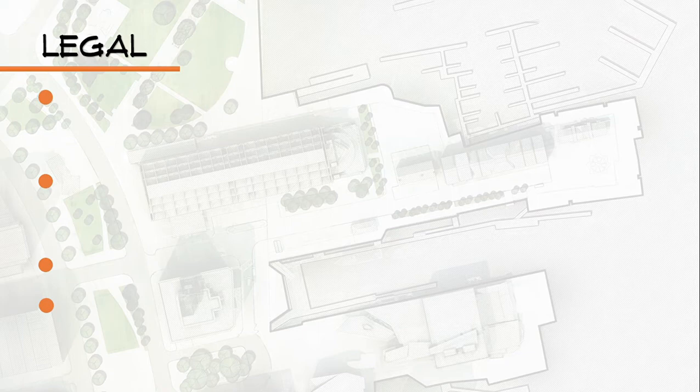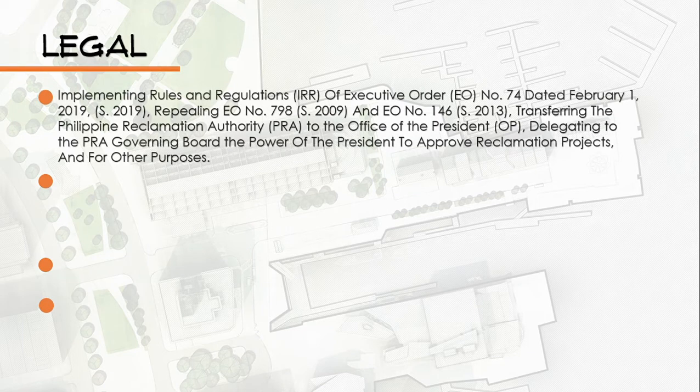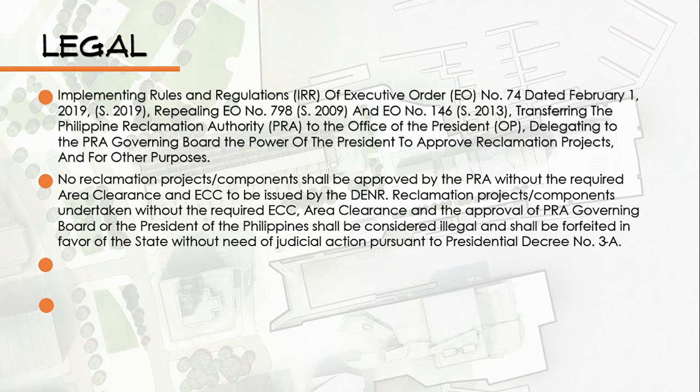Third is the legal. The site is under the following legal rules and regulations. These rules and regulations are about reclamation projects needing approval by the government. No reclamation project components shall be approved by the PRA without the required area clearance and ECC to be issued by the DENR. Reclamation projects undertaken without the required ECC, area clearance, and the approval of the PRA governing board or the President of the Philippines shall be considered illegal and shall be forfeited in favor of the state without need of judicial action pursuant to Presidential Decree Number 3, Section A.